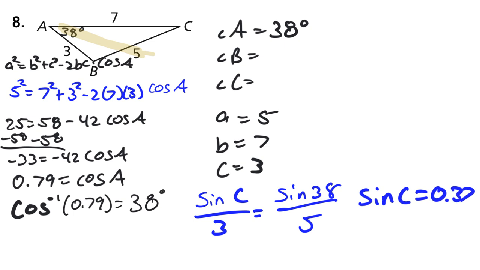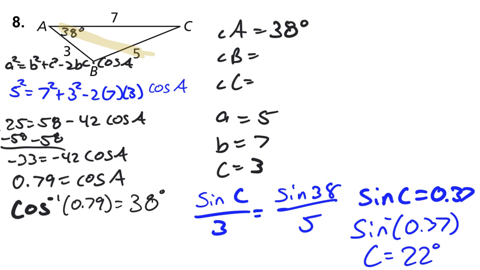To solve for angle C, we're going to take that inverse. So the inverse sine of 0.37 means angle C is going to be worth 22 degrees if we round to the nearest degree. And then to find angle B, we can use the triangle sum theorem. So we can take 180 and subtract the 38 and the 22 that we know, and we're going to get angle B is 120 degrees.